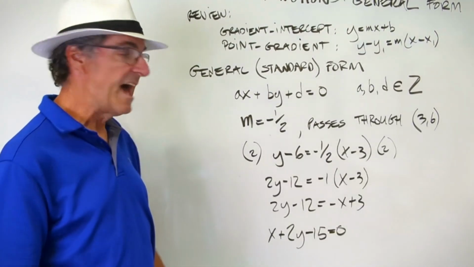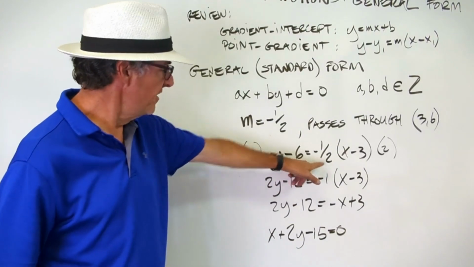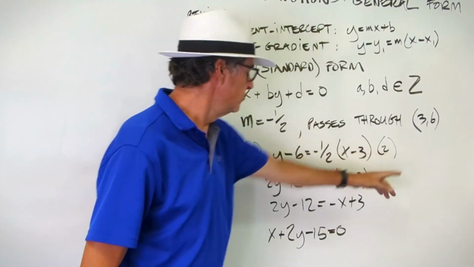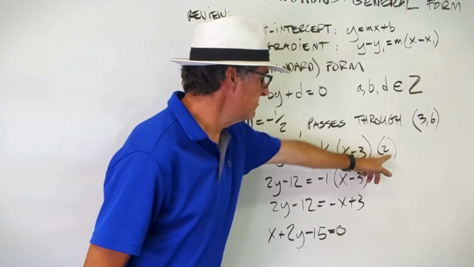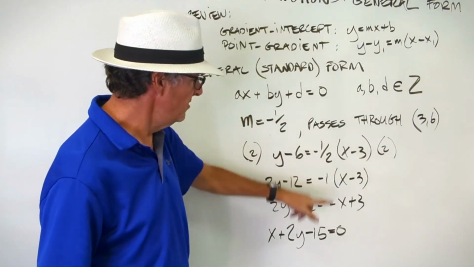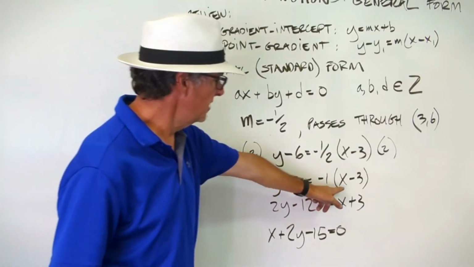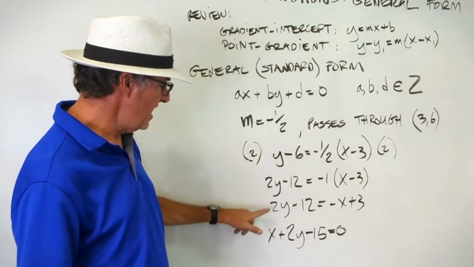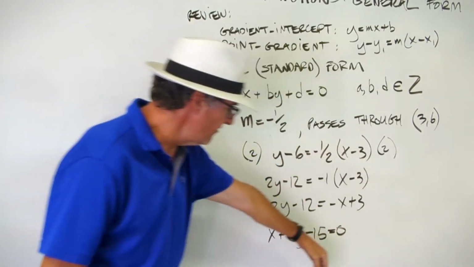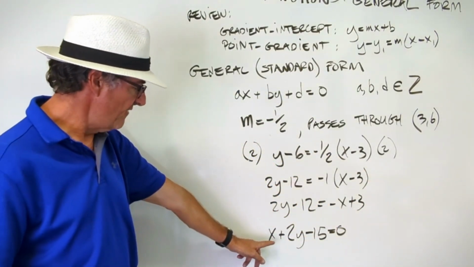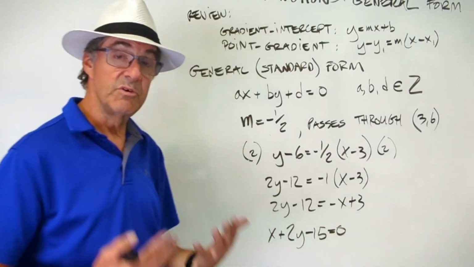All right, let's walk you through that. To get rid of the half, I'm multiplying each side by 2. So I get 2y minus 12 on this side. The multiplication by 2 cancels out my 2 on the bottom, so I still have my minus 1 times x minus 3. I move on down. I brought that down. I distributed my negative 1, changed the signs, and then moved everything over to this side of the equation. And I have x plus 2y minus 15 equals 0.